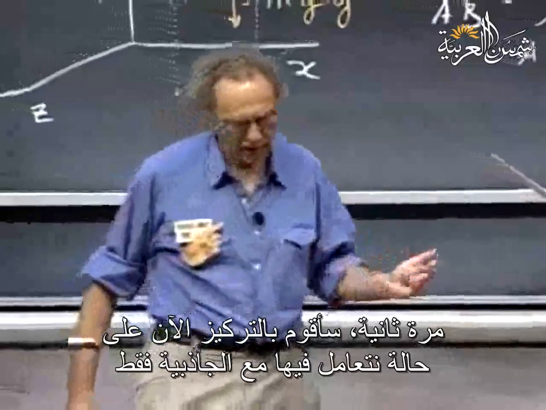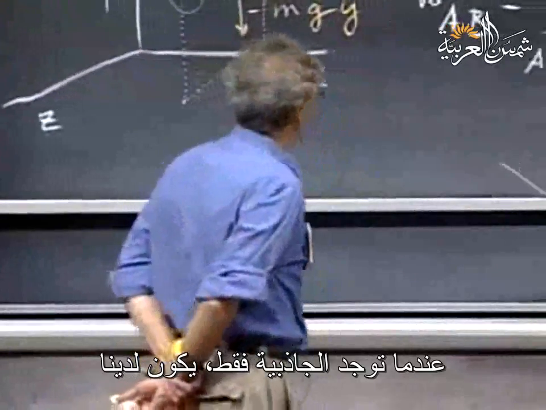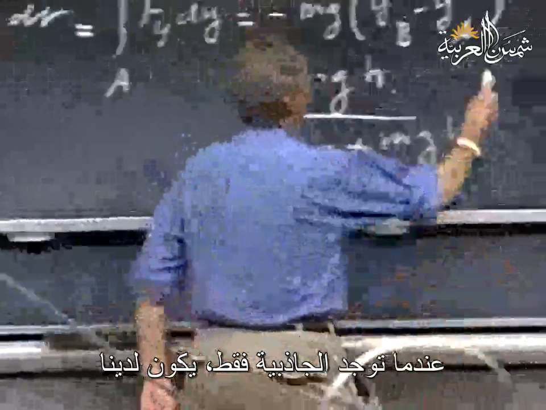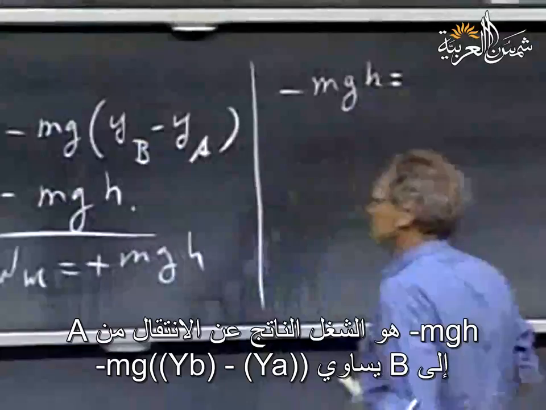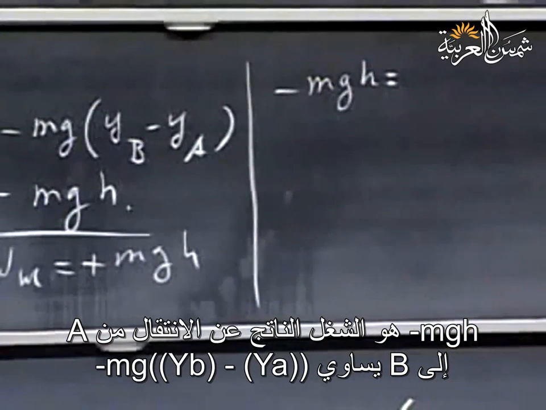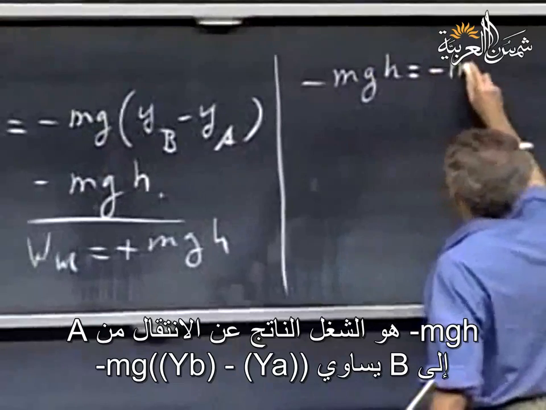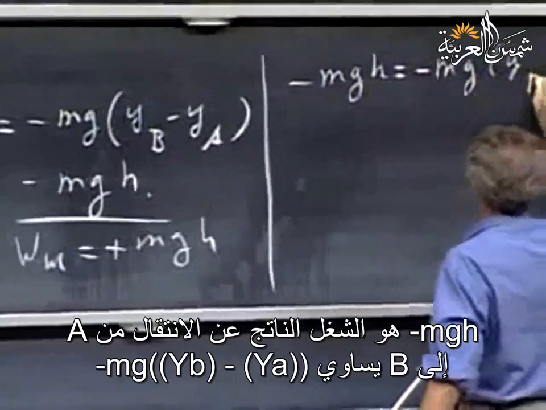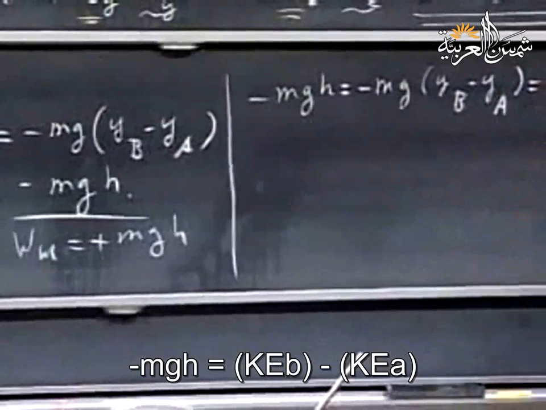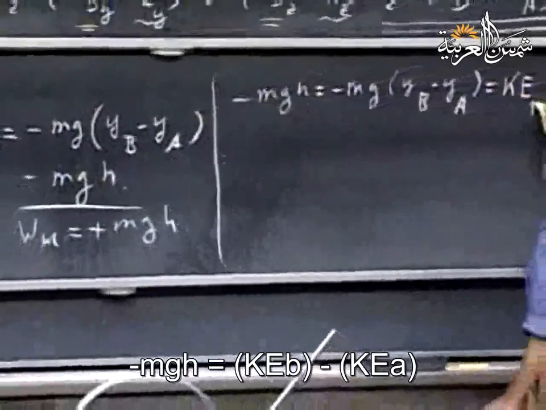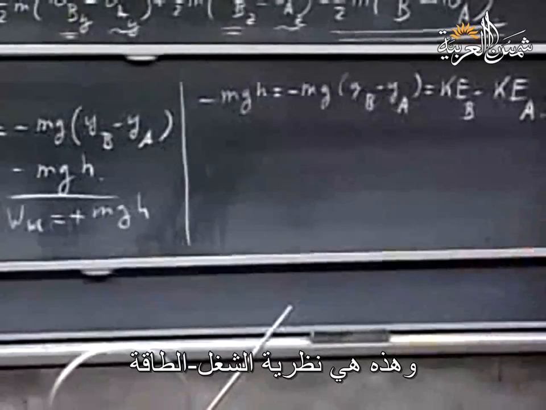Again, I'm going to concentrate now on a case where we deal with gravity only. When there's only gravity, then we have that minus mgh is the work done going from A to B, equals minus mg times y of B minus y of A, and that now is the kinetic energy at point B minus the kinetic energy at point A. This is the work energy theorem.